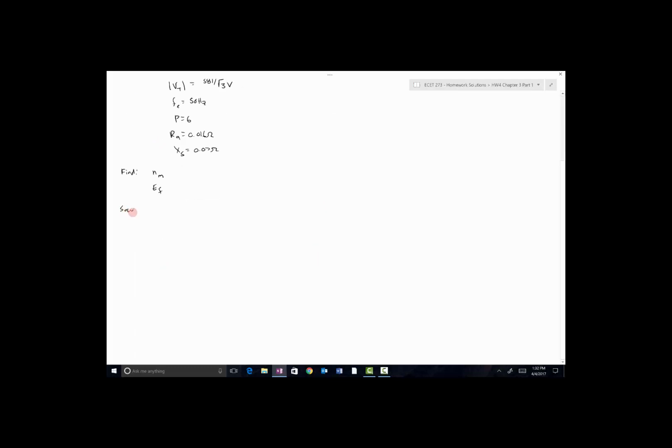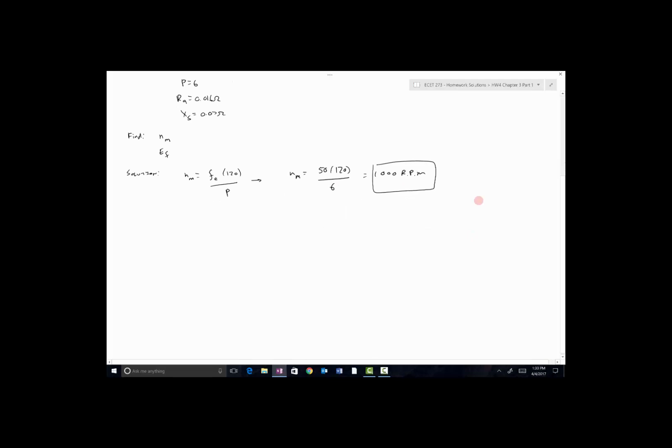So the solution in part A, we just need to return to the fact that the mechanical rate of rotation is equal to the electrical frequency times 120 divided by the number of poles in the generator. And so that tells us that the mechanical rate of rotation is equal to 50 hertz times 120 divided by the 6 poles, which is equal to 1,000 rotations per minute. So that's the mechanical rate of rotation to achieve the 50 hertz rated frequency in this system.